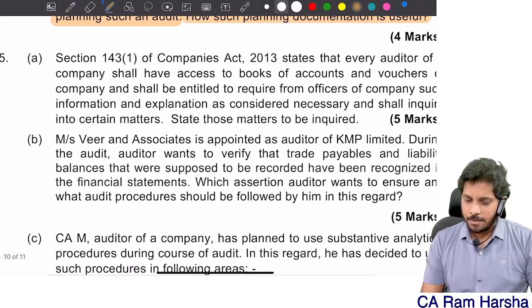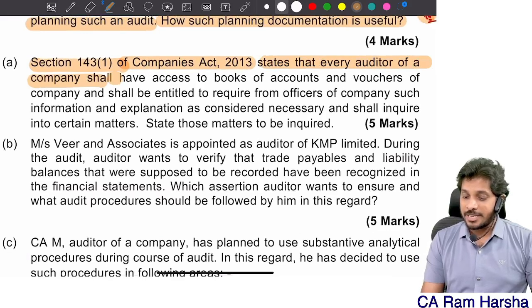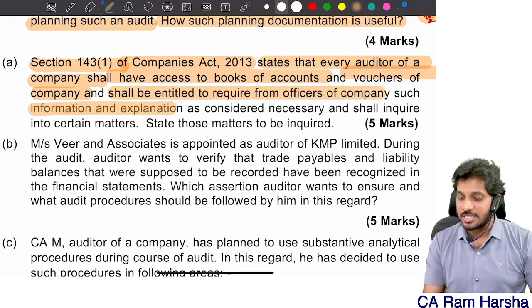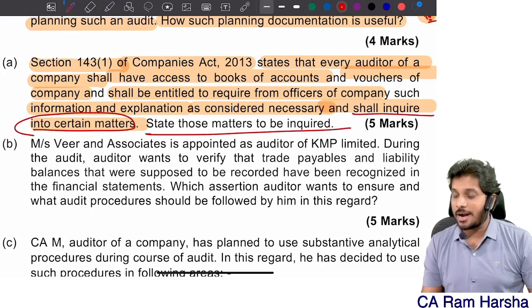Next, 143(1) of the Companies Act states that every auditor of a company shall have access to books of accounts, vouchers, and shall be entitled to require from officers of the company such information, explanation as is considered necessary, and shall inquire into certain matters. State those matters to be inquired.